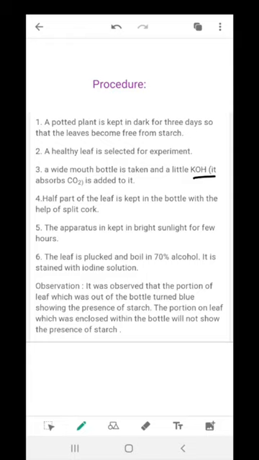Now clearly we can say that it was observed that the portion of the leaf which was outside the bottle turned blue-black color, indicating the presence of starch. But the portion of the leaf which was enclosed within the bottle will not show the presence of starch, because the KOH solution present inside the bottle will absorb the carbon dioxide present in the bottle. So there is no carbon dioxide. So there is no raw material for the process of photosynthesis. So it will not turn blue-black.